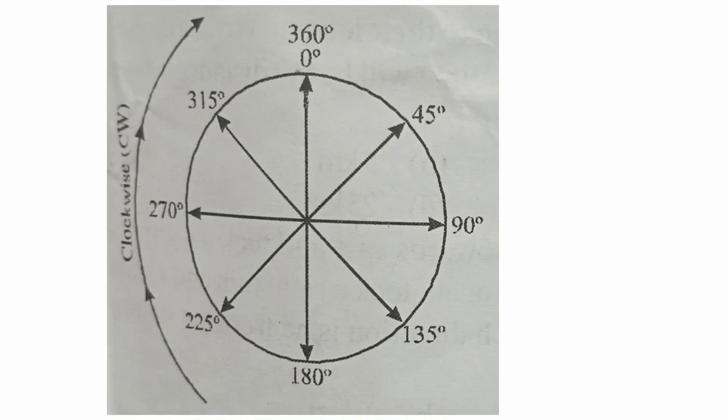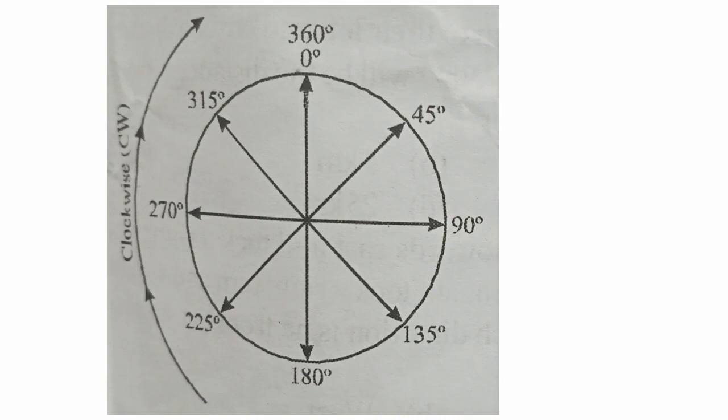To understand the concept of degree, keep in mind this figure. If a person facing north turns 135 degree clockwise, in which direction will he be facing? We know that when a person facing north turns 90 degree clockwise he will be facing towards east. So 90 plus 45 is 135. So he will be facing in which direction? Southeast direction.